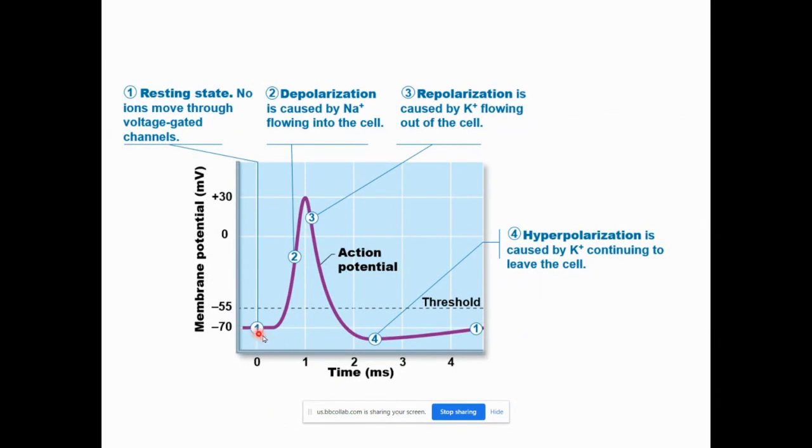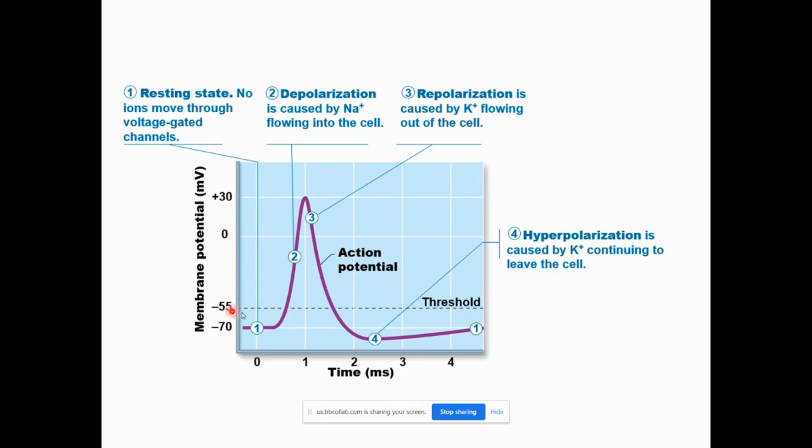All right. So here's step one, which is not really a step. It's the resting membrane potential. We can see we're at -70. So what happens at the axon hillock? If threshold is met at the axon hillock, if the graded potential reaches the axon hillock, it'll start to depolarize.